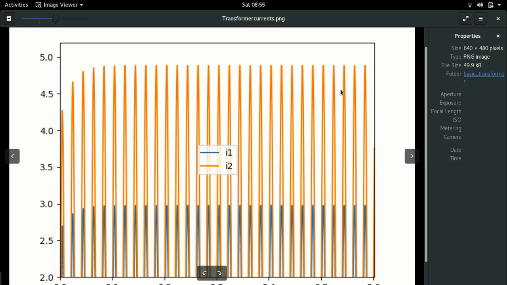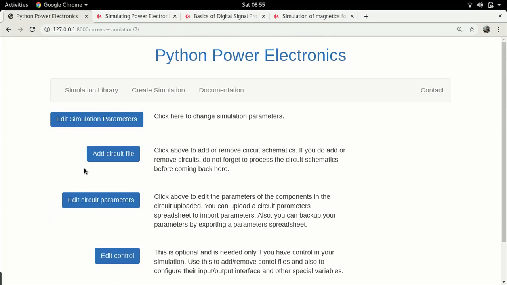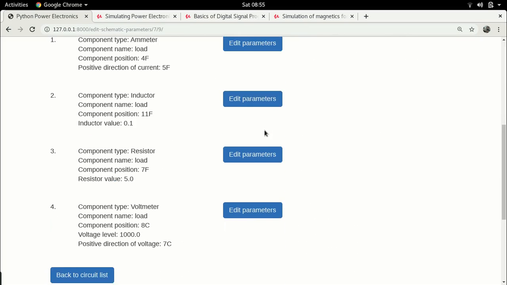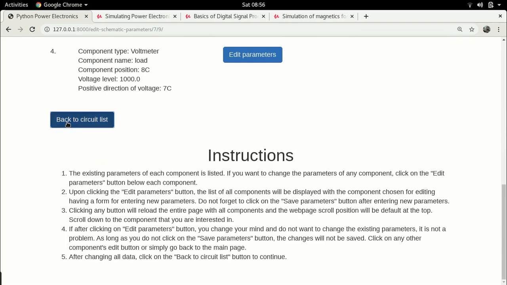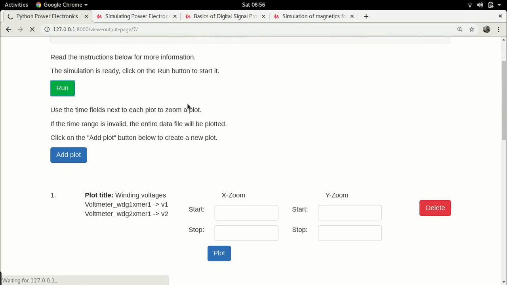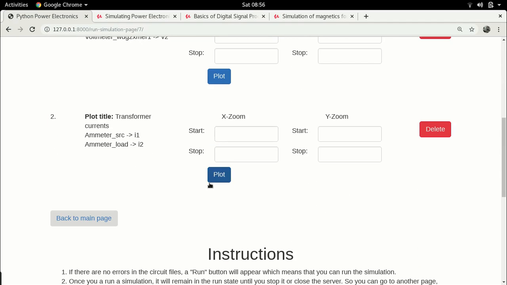Now, here again, the question is, what could be the potential reason? One reason for this is, as I said before, the magnetizing current. To know about the magnetizing current, I would stop, go back to the main page, edit the circuit parameters, and increase this load to a large value. So let's say I'll make it 5000 ohms. And let me run the simulation again. As always, go to the command line, make sure there is no error. We're good to go. And let me plot this again.